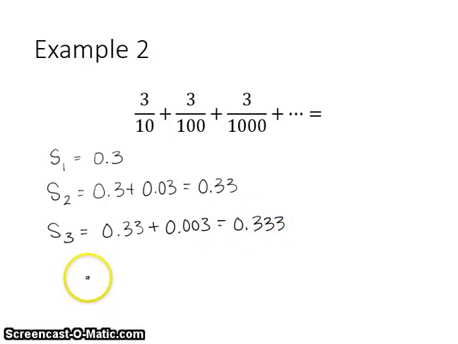And maybe you can tell that as I go towards infinity, this is approaching 0.3 repeating. And 0.3 repeating is another name for 1/3. So this series actually does converge to a single number. This series converges and has a sum of 1/3.